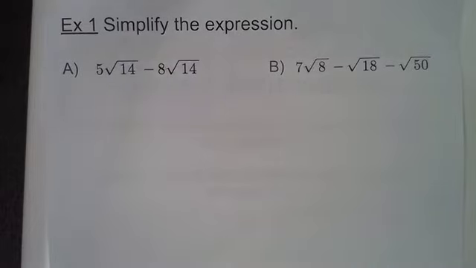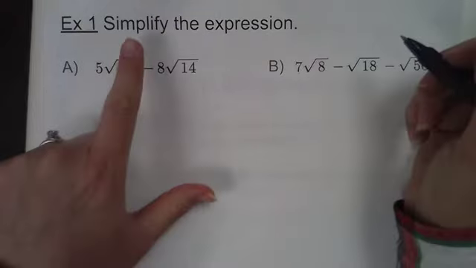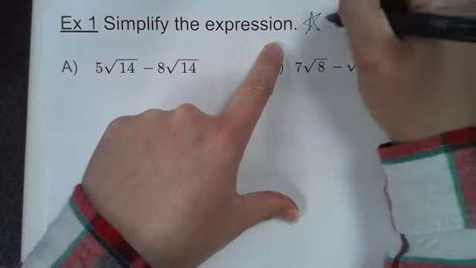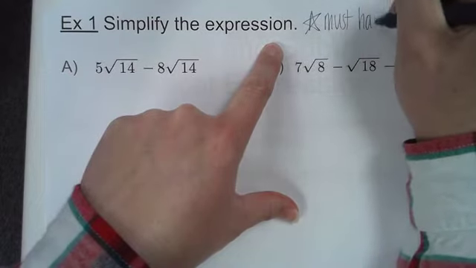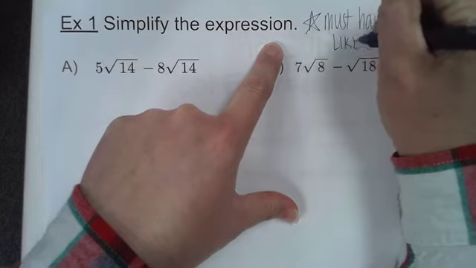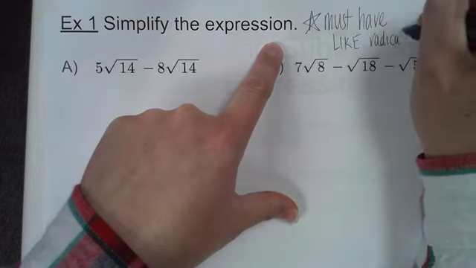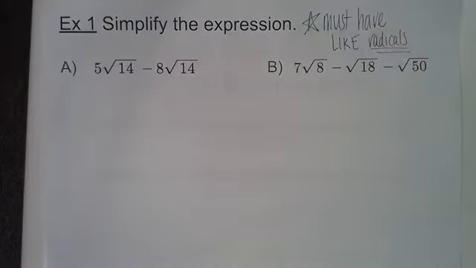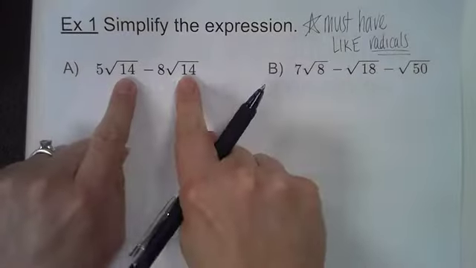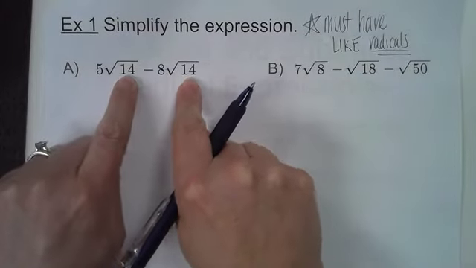Now, today we are adding and subtracting. So example 1, we want to simplify the expression. To simplify the expression, here is your rule. You must have like radicals. Like radicals, much like terms, have to have a common radicand. Radicands are the things on the inside.